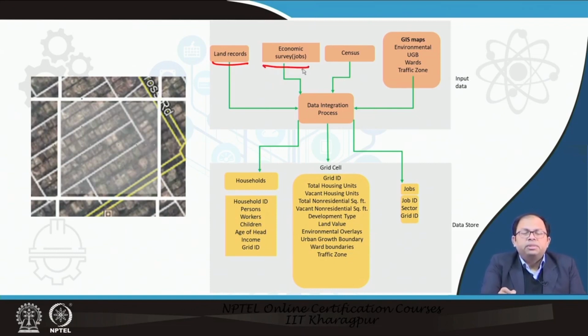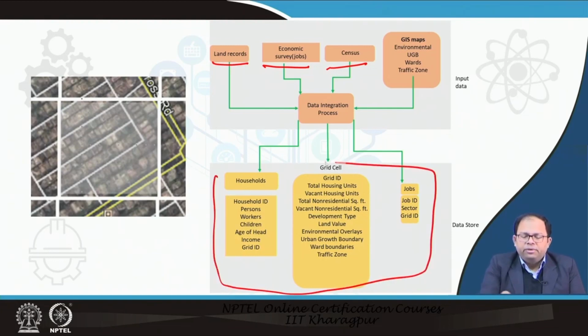The economic survey, that means how many jobs are available in that particular grid. Then there is the census data on the number of households living in that particular grid. It could be proportionately from the broader region to which this grid belongs, or it could be determined by some other process which we will discuss later. There are other ways as well. Then we can use the existing GIS maps for environmental information, urban growth boundaries, wards, traffic zones. All these things could also be put into this particular grid. And then taking the data from all this, we integrate the data, and then we can create the characteristics of the grid.